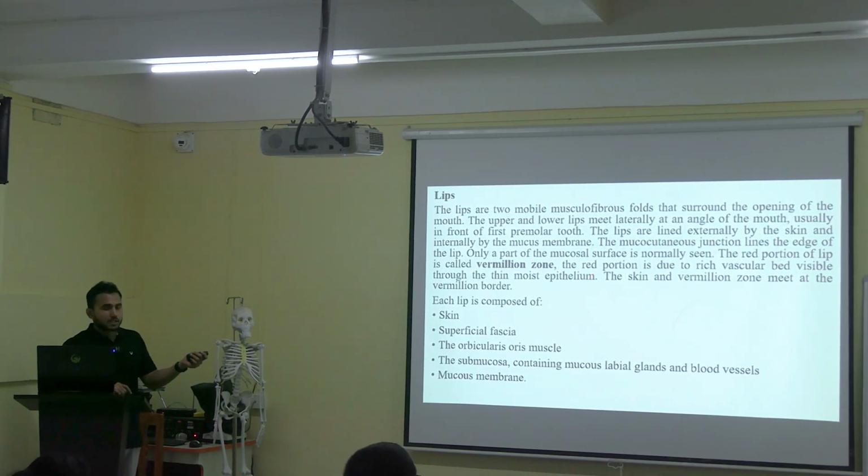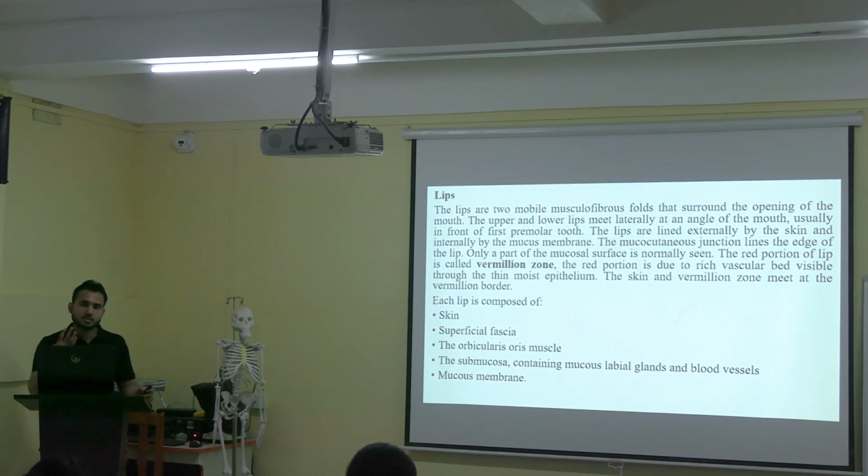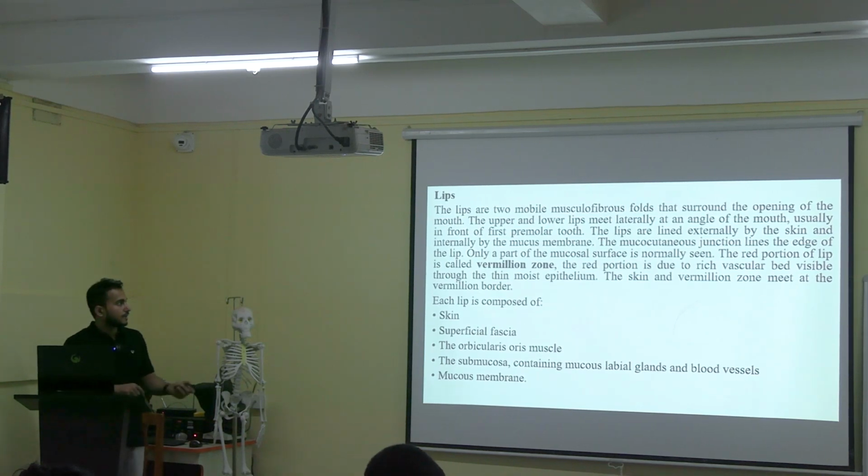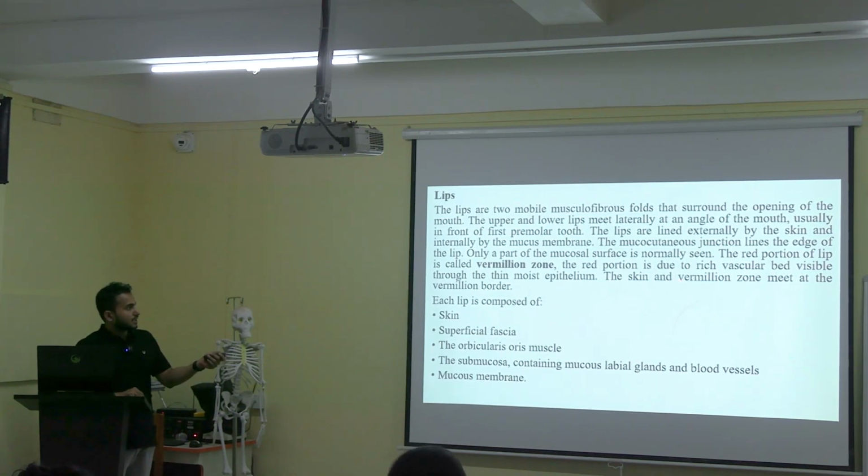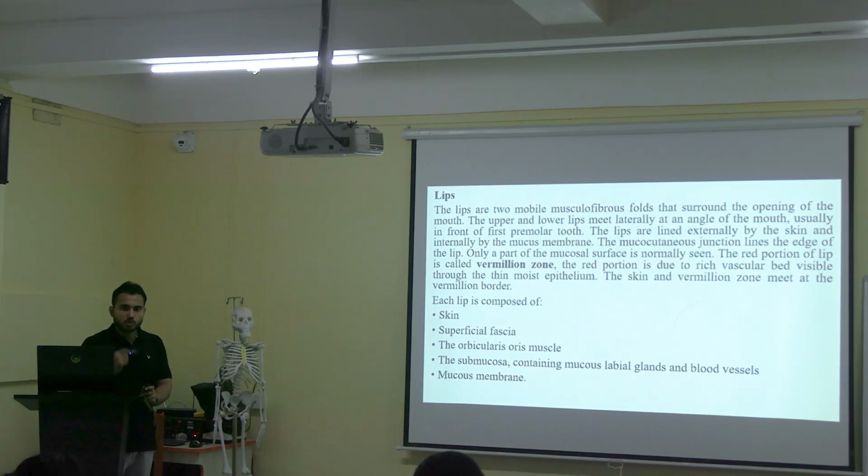Now why is this particular area red in nature? Whenever you see yourself in the mirror, this part of the lips is red in color. Why is it red in color? Because of the rich vascular bed. Under the mucosa, a rich vascular bed is present. Due to that, it appears red in color. Now the skin and the vermilion zone meet at the vermilion border, also called the mucocutaneous junction.